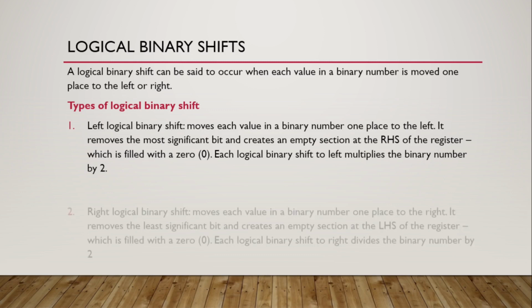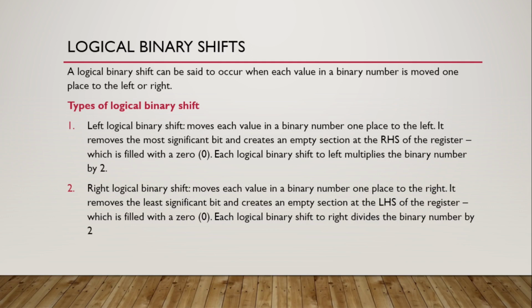Take note of that. And the second type of logical binary shift is the right logical binary shift, which moves each value in a binary number one place to the right. It then removes the least significant bit, which is the rightmost bit, and creates an empty section at the left hand side of the register, which is filled with a 0. Each logical binary shift to the right divides the binary number by 2. So the first one, moving to the left, multiplies by 2, moving to the right, divides by 2.